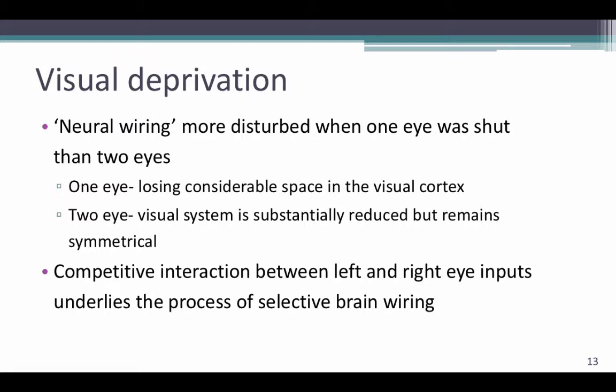In spite of how terrible this was to the animals, their findings were interesting because they found that the neural wiring was more disturbed when one eye was sewn shut compared to when both eyes were sewn shut. When one eye was sewn shut, there was a lot of space lost in the visual cortex. When both eyes were sewn shut, the visual system is reduced, but the cortical development was relatively symmetrical. This shows us that there is a competitive interaction between the left and right eye input that underlies the process of selective brain wiring.